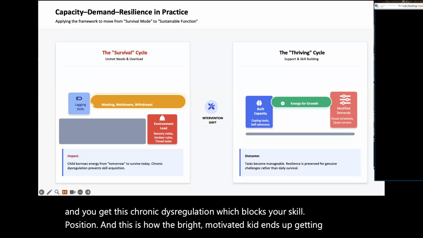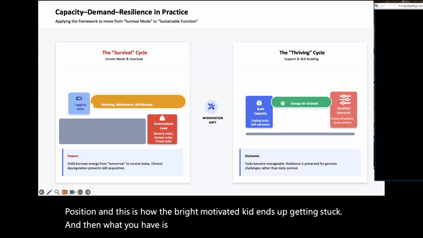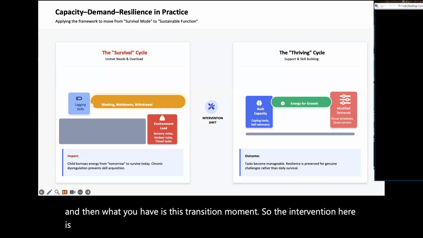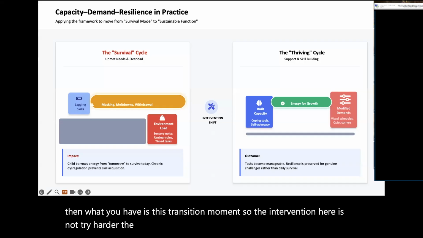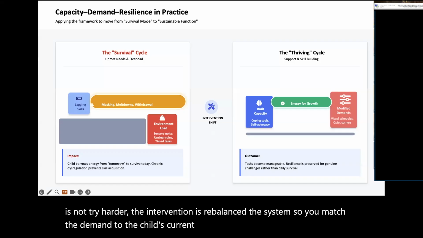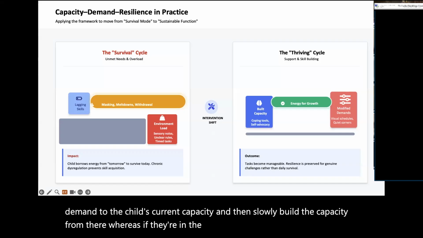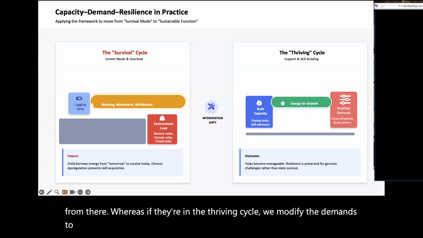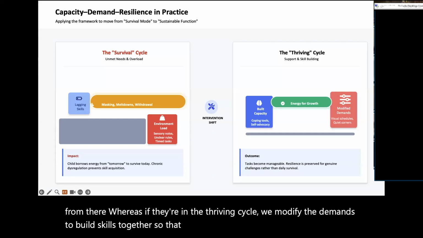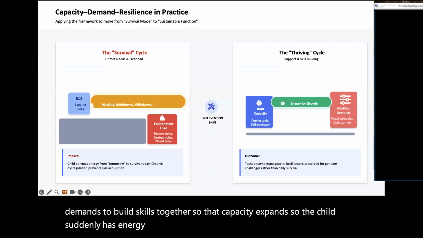And then what you have is this transition moment. So the intervention here is not try harder. The intervention is rebalance the system. So you match the demand to the child's current capacity and then slowly build the capacity from there. Whereas if they're in the thriving cycle, we modify the demands to build skills together so that capacity expands. So the child suddenly has energy for growth and they can get through the day.